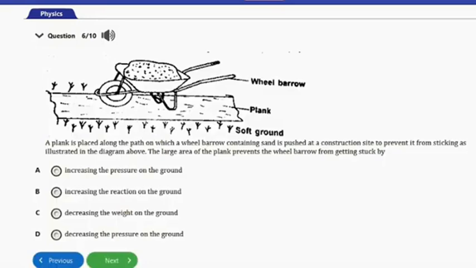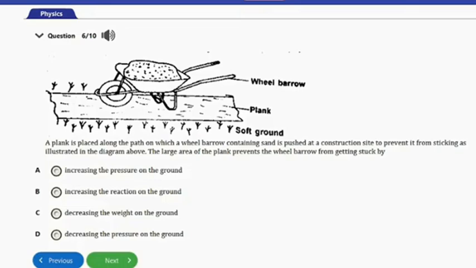So the next question we have here is question number 6. It says, a plank is placed along the path on which a wheelbarrow containing sand is pushed at a construction site to prevent it from sticking, as illustrated in the diagram above. The large area of the plank prevents the wheelbarrow from getting stuck by A. Increasing the pressure on the ground, B. Increasing the reaction on the ground, C. Decreasing the weight on the ground, and D. Decreasing the pressure on the ground. So guys, the answer to this question is option A, that's to increase the pressure on the ground.